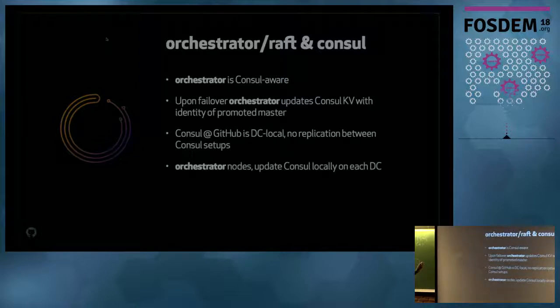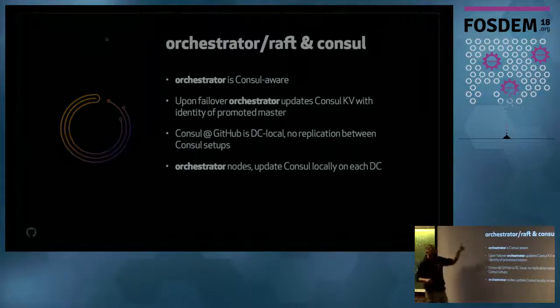Another nice thing, so part of this is work in progress. We have Consul running at GitHub, but our use case is a bit special. We have Consul running on different DCs, and those Consul setups don't talk to each other. Every Consul is local to its own DC. Work in progress is that we're working on orchestrator Consul proxy based failovers, or high availability, such that upon failover, orchestrator tells Consul, oh, hey, this is the new master for this cluster. And Consul, through Consul template, will update our proxies and provide the service discovery for the clients.